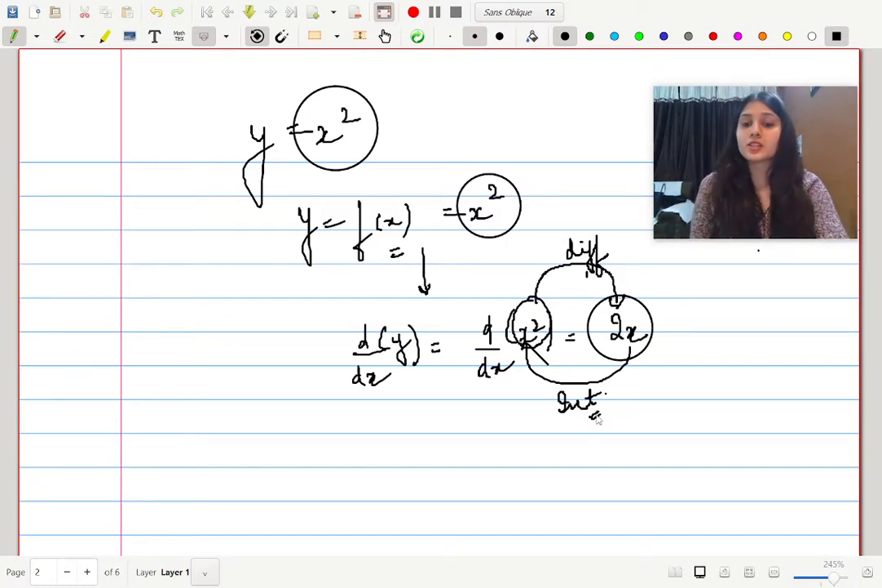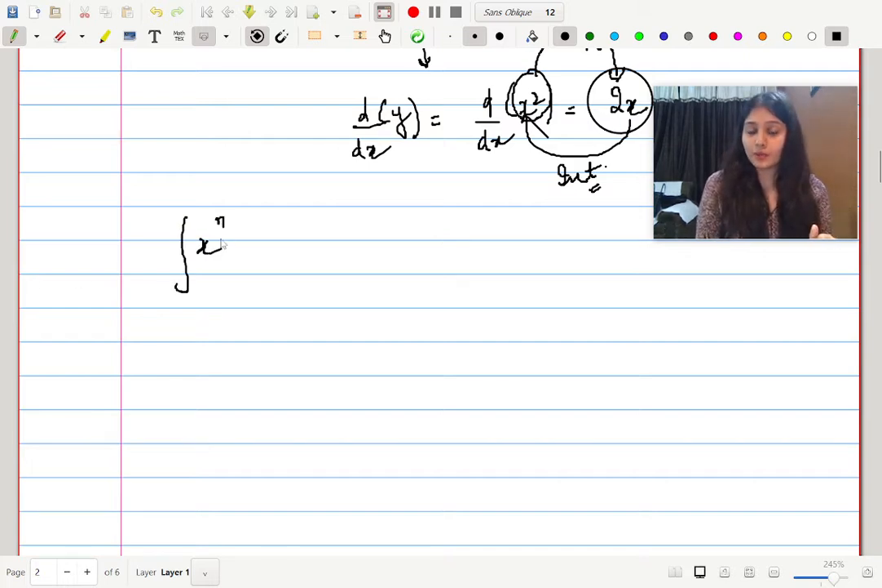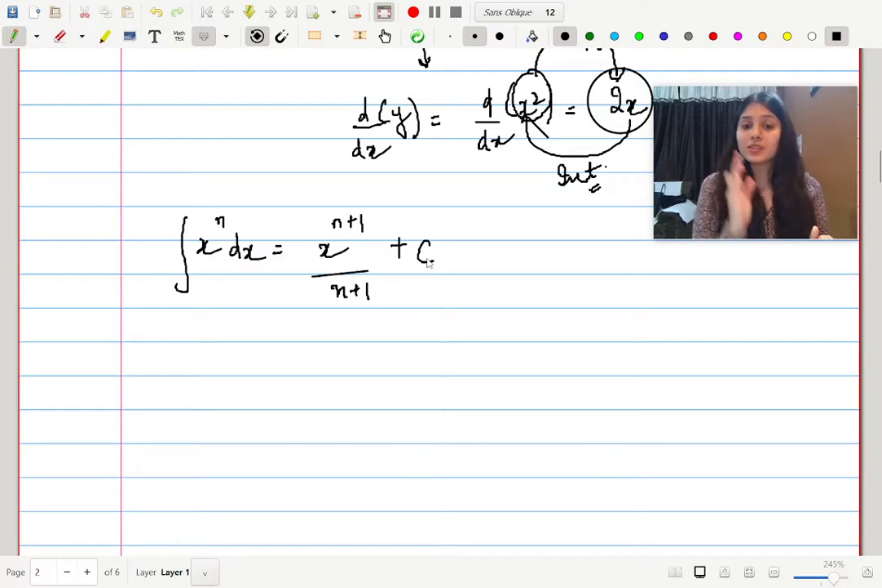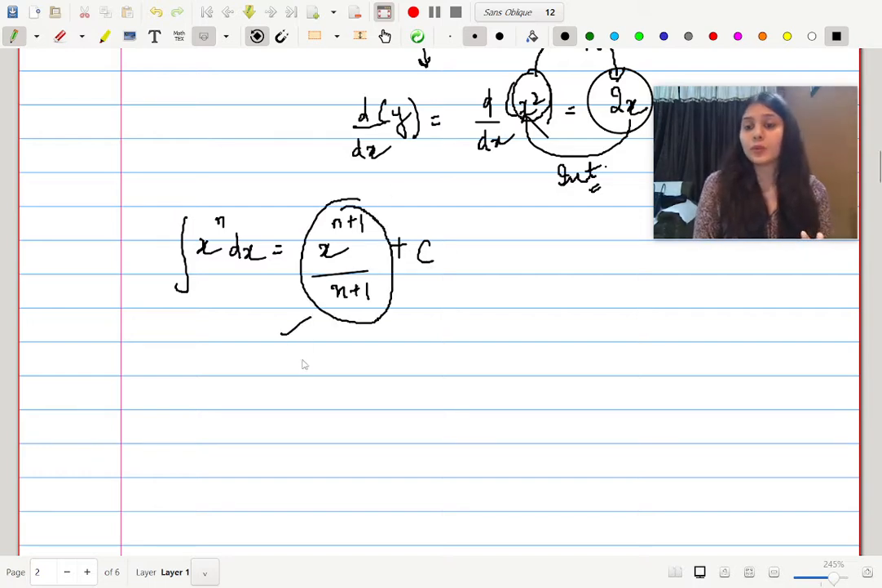Clear? Now there's a basic formula that we use in integration. जैसे हमारा differentiation में था, similarly यहाँ पे we have a very very basic formula. Integration of x की power n dx is x raised to power n plus 1 upon n plus 1 plus c. Now what this c is, I'll discuss in a while because it has to be discussed, but this is the basic formula which we use when we want to integrate stuff.